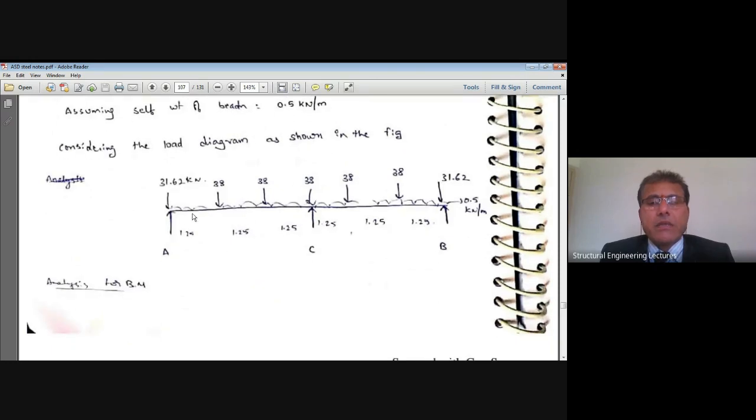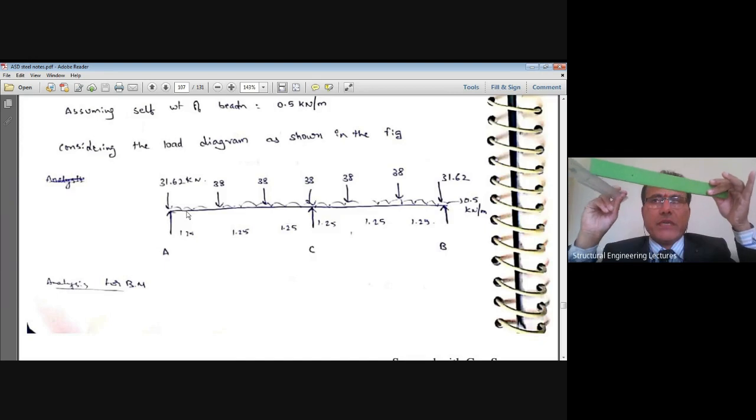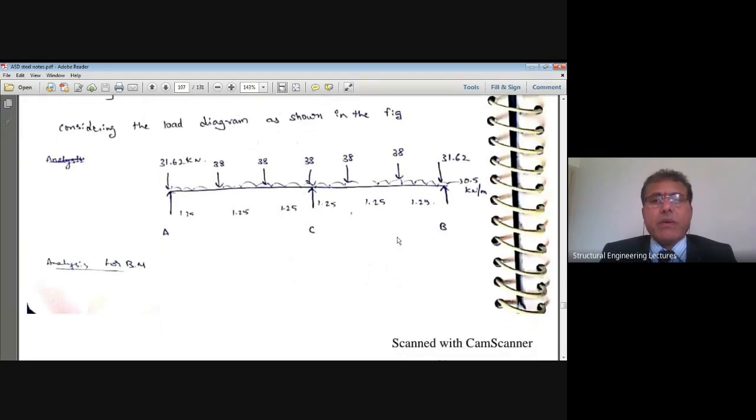Then each longitudinal girder is supported on the cross girders. Three cross girders are there, and each cross girder is spaced at 3.75 meters, as we have seen in the previous discussions. The cross girders are the main beams, and this is the longitudinal beam. This is the loading diagram with an equivalent UDL of 0.5 kilonewton per meter because of self-weight, and concentrated loads because of the self-weight of the plates and the water stored.